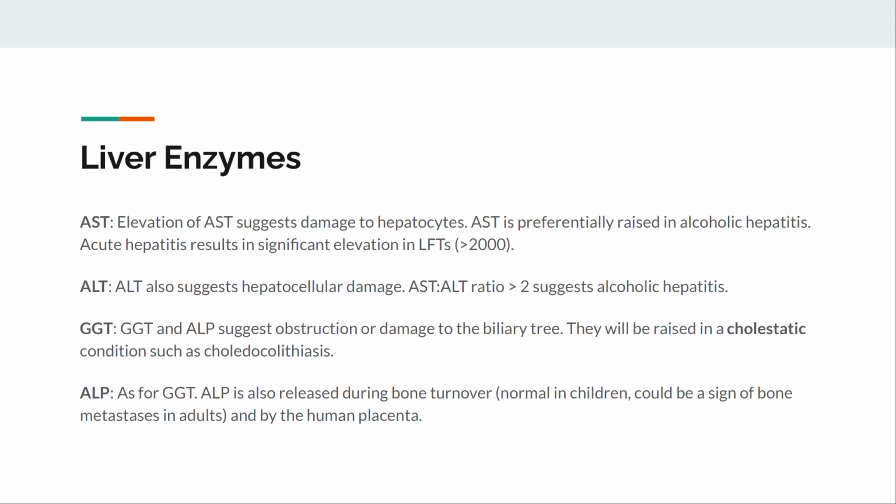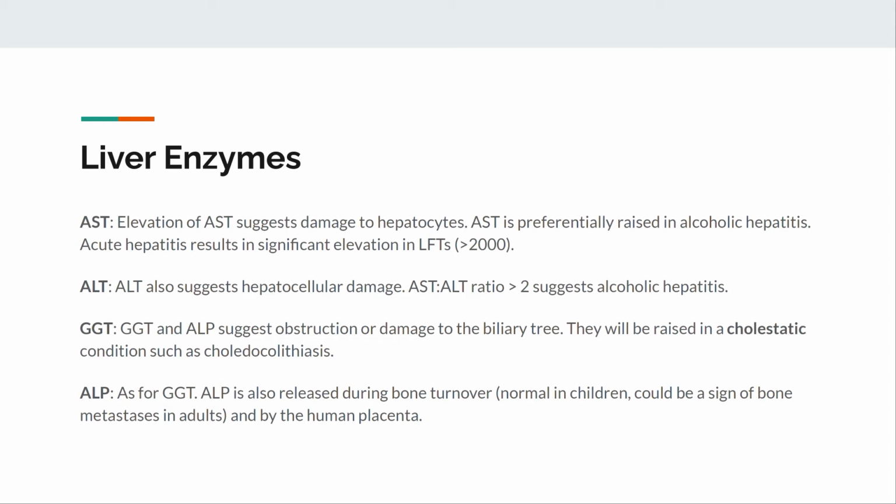And the other thing to know about ALP is that it's released when bone turnover is occurring, which can be normal in children, but it could be a sign of bone metastasis in adults. So if you've got someone with prostate cancer metastasized to the bone, you would expect a high ALP and also a high lactate dehydrogenase, suggesting lots of cell lysis from tumor cells that are living and dying very rapidly. The human placenta also makes ALP, so lots of people in the 3rd trimester of pregnancy will have an elevated ALP, and that's okay.